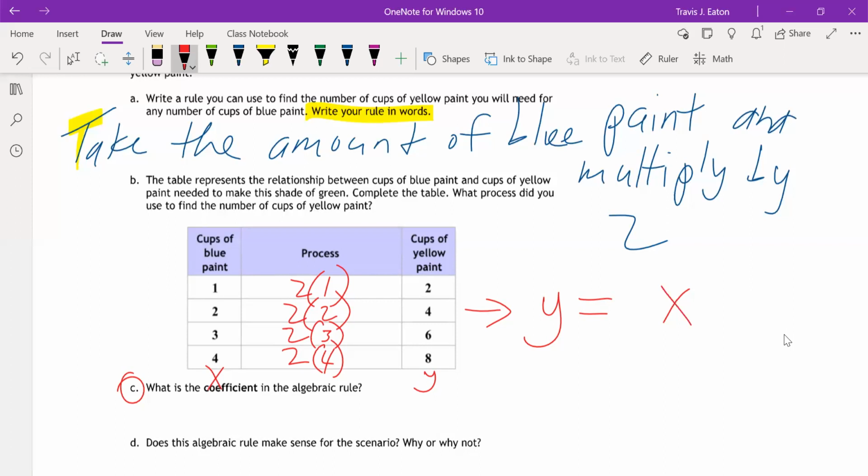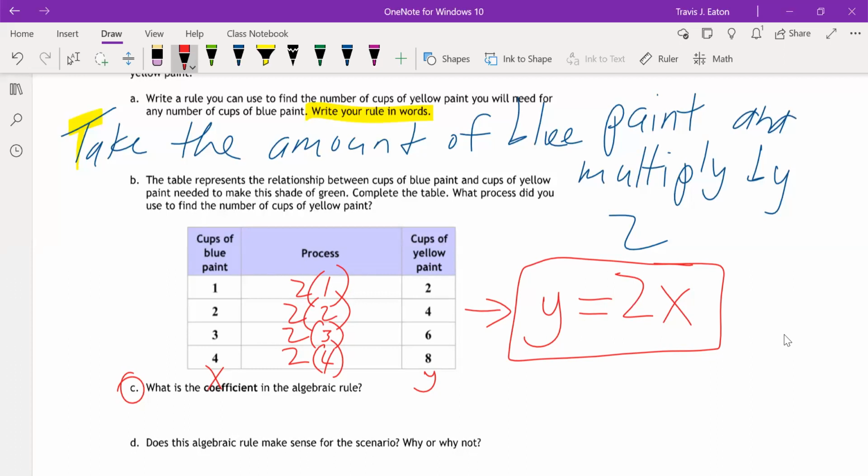Well, as you can see, as we follow the pattern down here, 2 times 1 for 1, 2 times 2 for 2, 2 times 3 for 3, 2 times 4 for 4. If we replace any of those numbers with X, then it would be 2 times X. So now we have our algebraic rule, or as we can call it, an equation, right? An algebraic rule is the same thing as an equation, because you've got an equal sign with something on both sides that should equal each other.